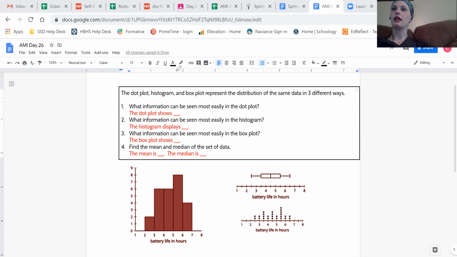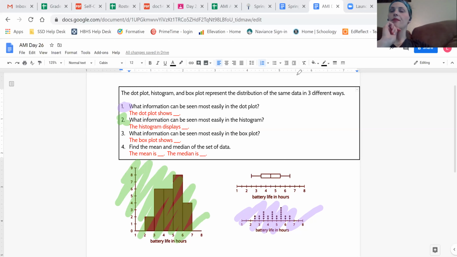So I'm just going to highlight a couple of things here. The first part, number 1, is asking about the dot plot. So this one down here with a bunch of dots, that's the dot plot. The second one is asking for the histogram. This one is a histogram. And lastly, the box plot is right here.